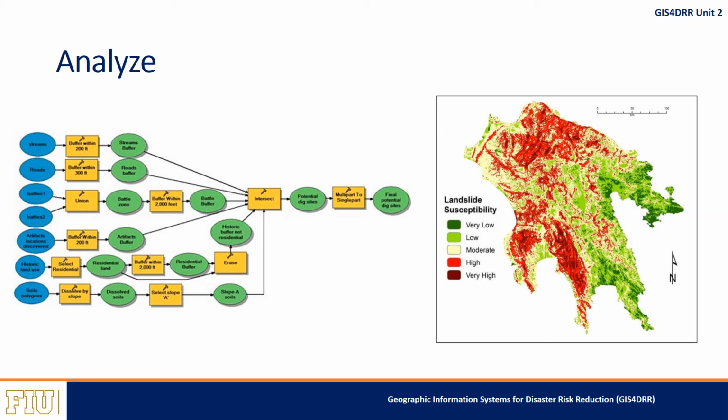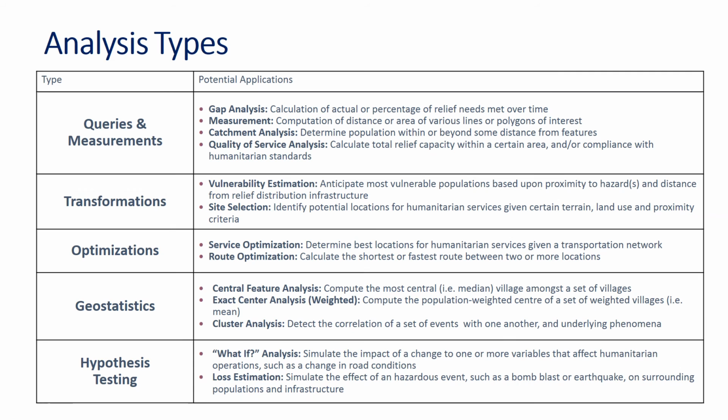As described previously, here's a graphical representation of a model showing the many steps in an analytical process, and the map to the right shows how the data created from such a model might appear. This slide, borrowed from my colleague Dr. Faraz Raji, is a great listing of analysis types that can be applied to humanitarian operations.